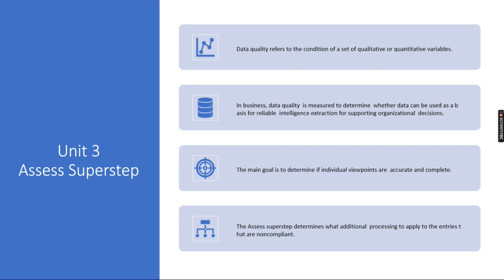The access superstep determines what additional processing to apply to the entries that are not complete. So access superstep basically talks about missing values and incomplete data. If we are able to find out which data is incomplete and we are able to complete it by averaging, or by finding the mean, median, or mode, our data will be more complete and we will be able to make more accurate decisions.